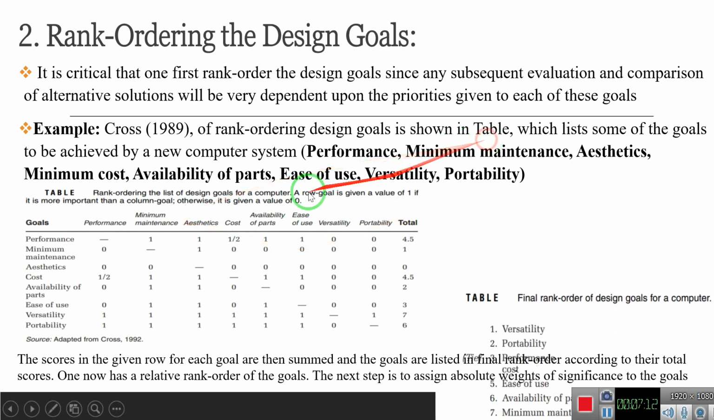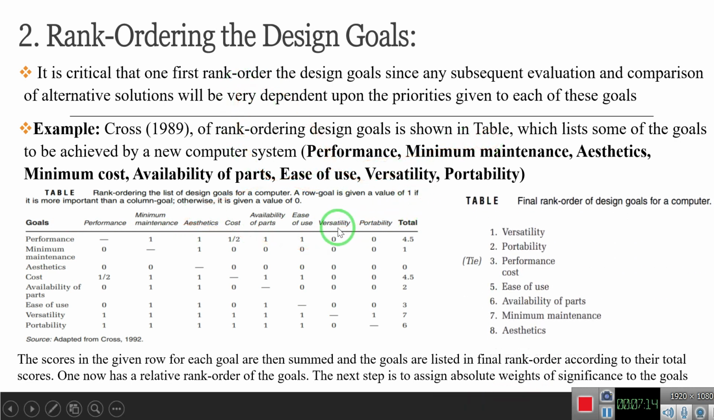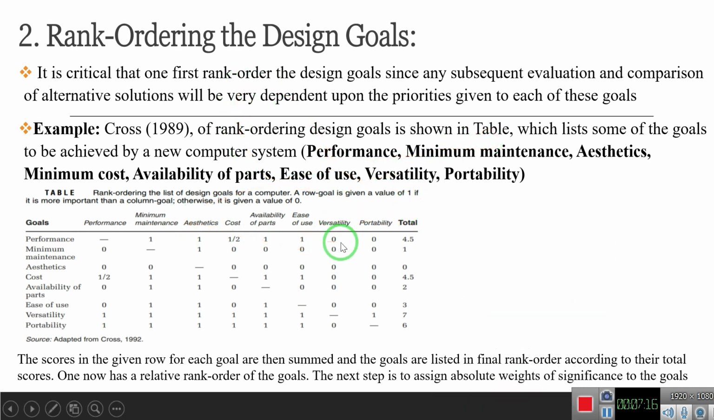Now, performance coming to versatility, meaning how strong it is. Is performance more important or versatility? Versatility is important, so it's 0. Performance with portability: at that time portability is more important, right? Small shape, portability means it should be carried everywhere, so performance is least, so it is 0.